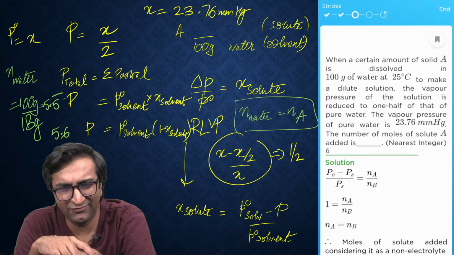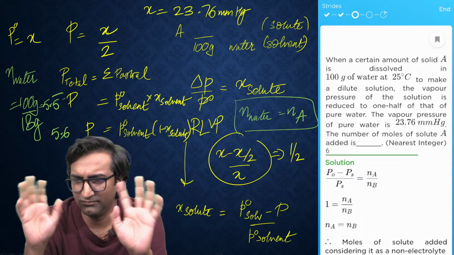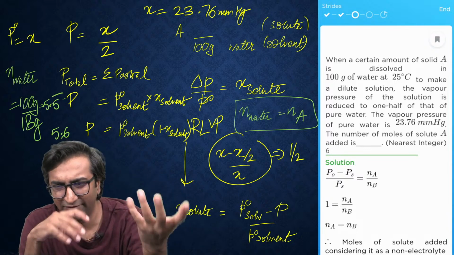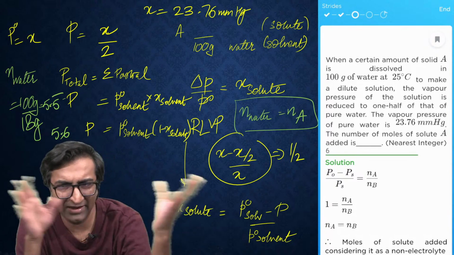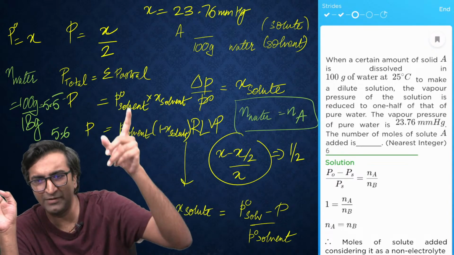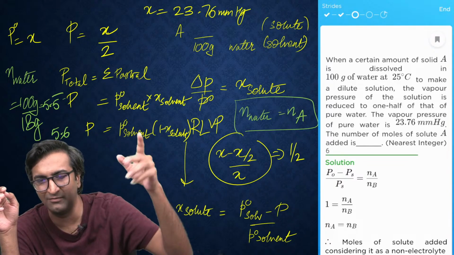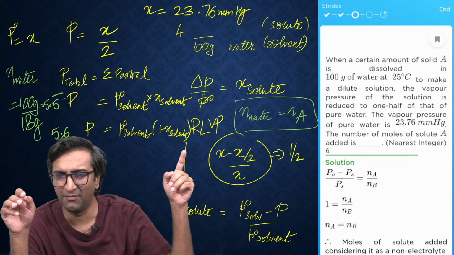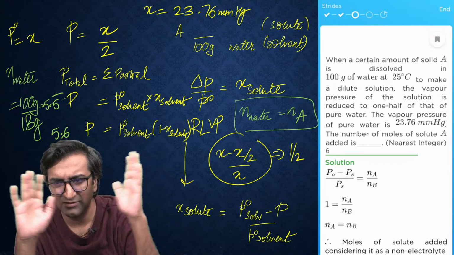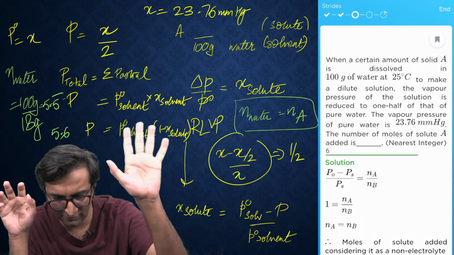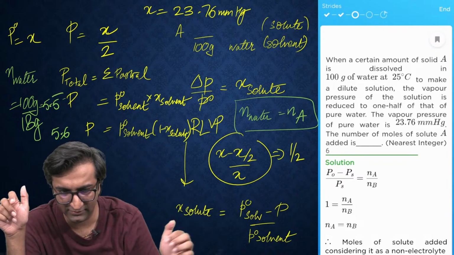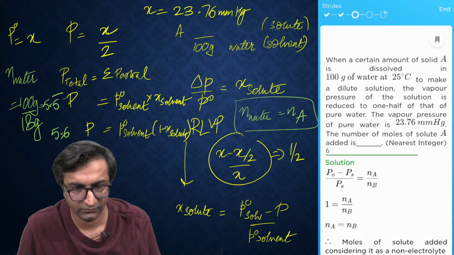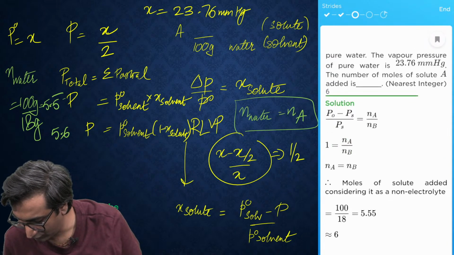Sometimes students find this chapter, or generally mole concept ideas, difficult because they mug too many things. Now we didn't mug anything. We did everything with first principles. Raoult's law, relative lowering of vapor pressure, it's all first principles. It could be neater, but समझ में आ रहा है ना? This is good. Answer 6. Great. Let's go to the next one.